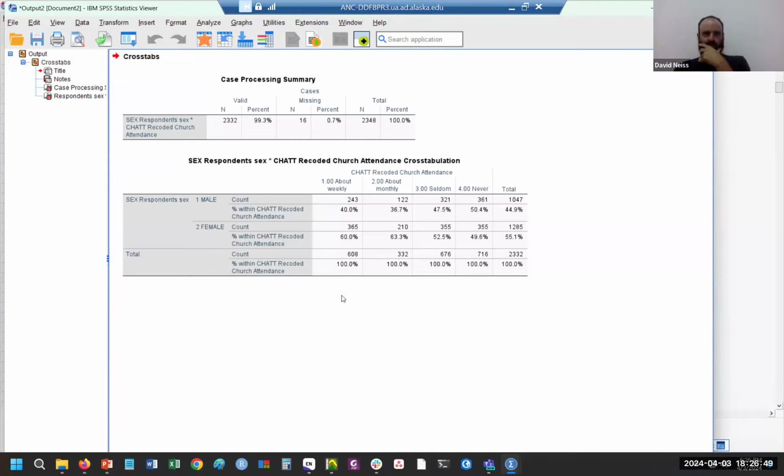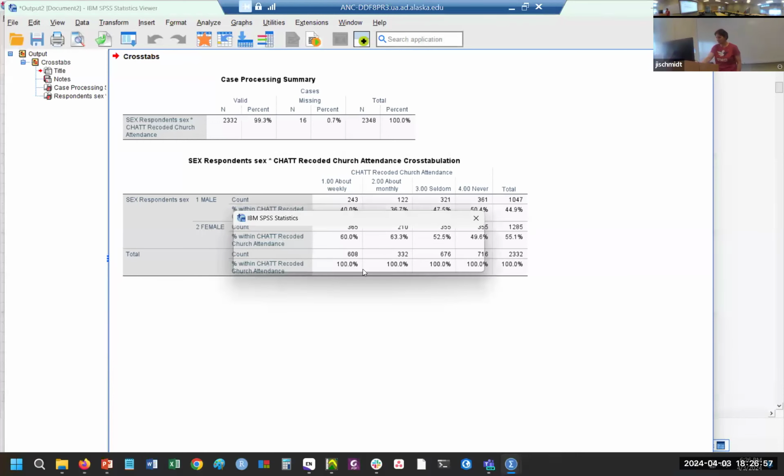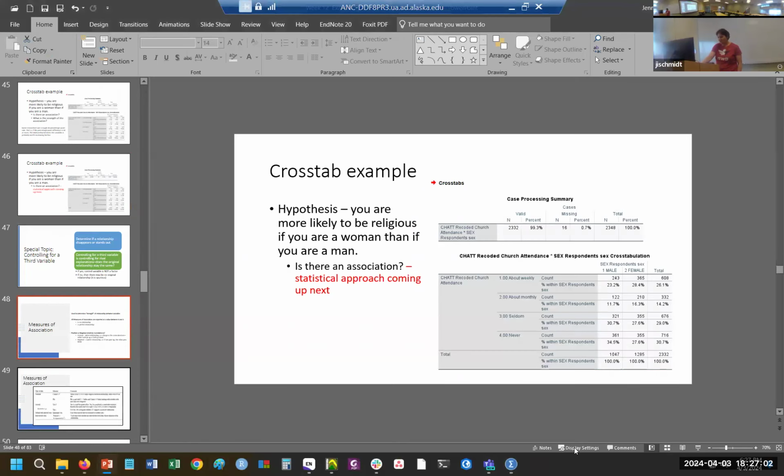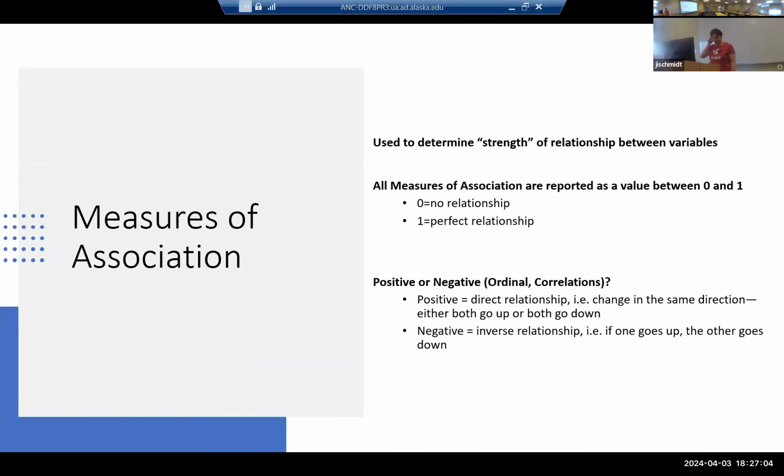Okay, so getting into measures of association. Measures of association, as I said, are used to determine the strength of the relationship. So how strong is the relationship between attending church and gender? That's when we would do the tests for measures of association. A 1 would be highly associated, so like a perfect relationship.